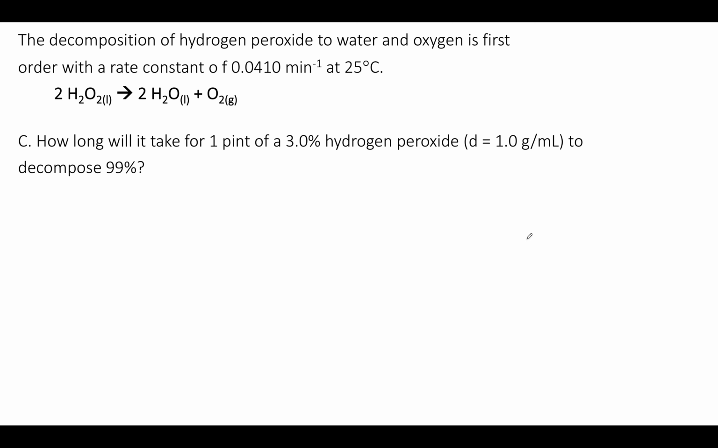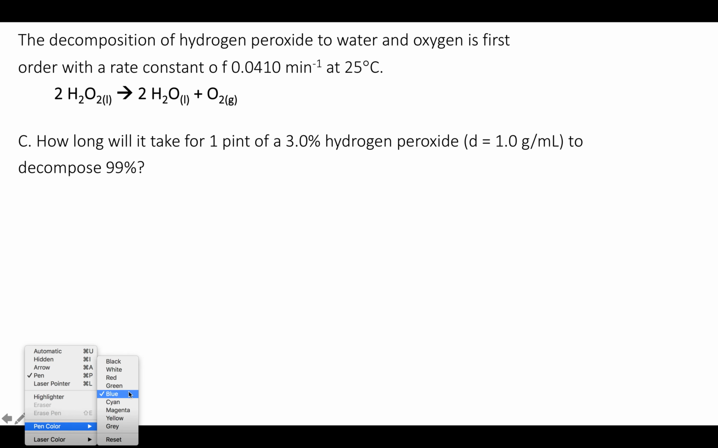Okay, finally, how long will it take for a 1 pint 3% hydrogen peroxide solution to decompose 99%? Okay, so this is interesting. This is more of an application problem. So here's what we know. We do know the concentrations initially.